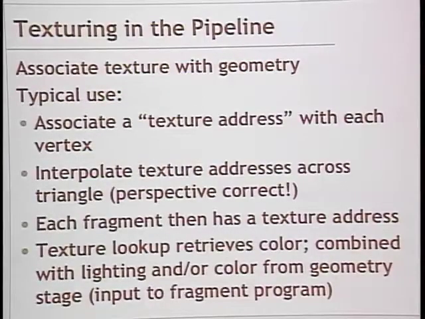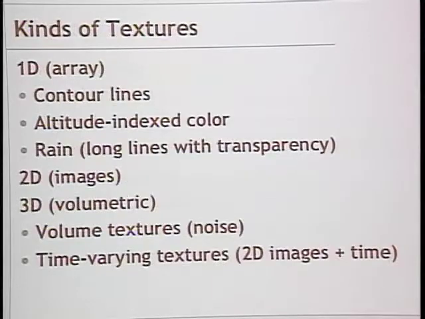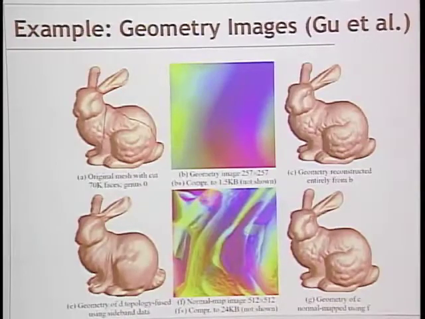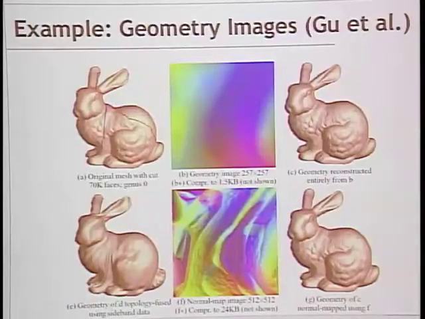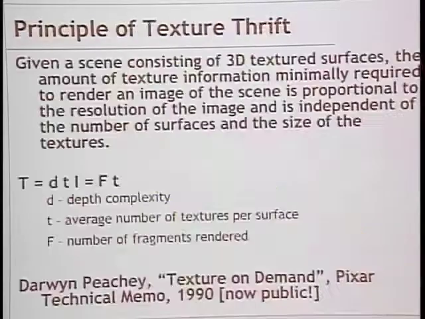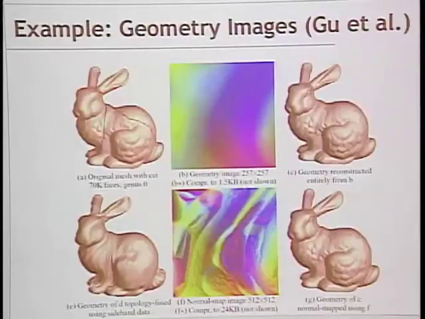We talked about sort of what texturing was and why we use texturing and different kinds of textures and the fact that we can use textures for things that aren't just pictures. So this was this cool geometry images work that stored geometry in a texture. And so practically people use textures for all sorts of stuff and they store crazy things in textures. It's just this is the place where you store global data. And graphics hardware is really good at doing texturing. Okay, so any questions on any of this before we move on?